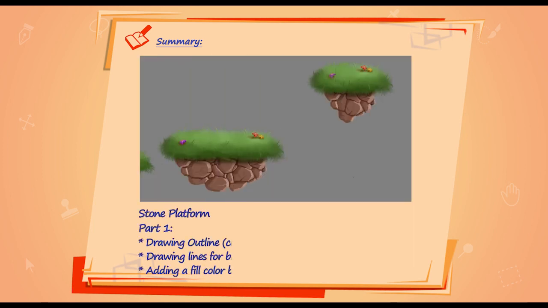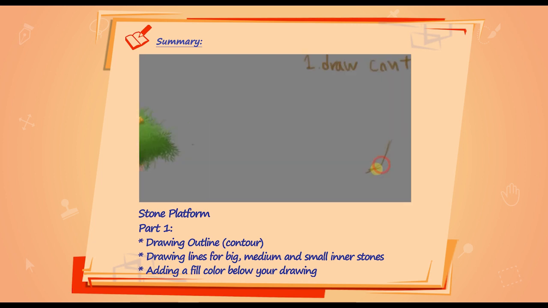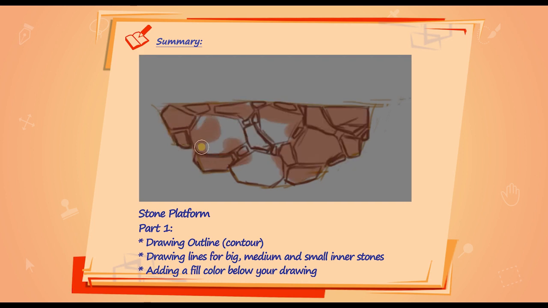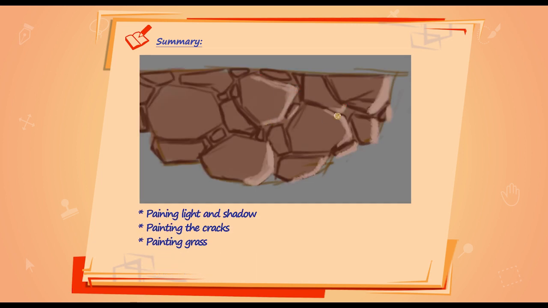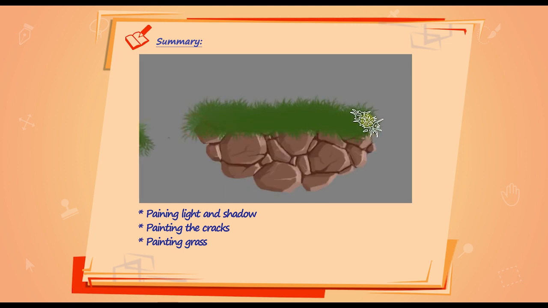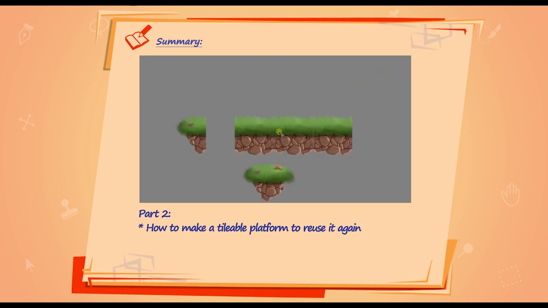In this video, I want to explain how to paint a stone platform. In part 1, we talk about drawing outline or contour, drawing lines for big, medium, and small inner stones, adding a fill color below your drawing, painting light and shadow, painting cracks, painting grass. In part 2, we talk about how to make a tileable platform to reuse it again.